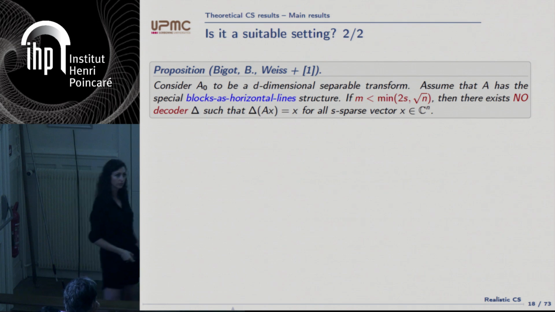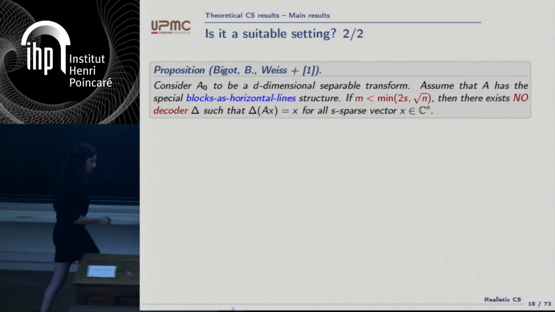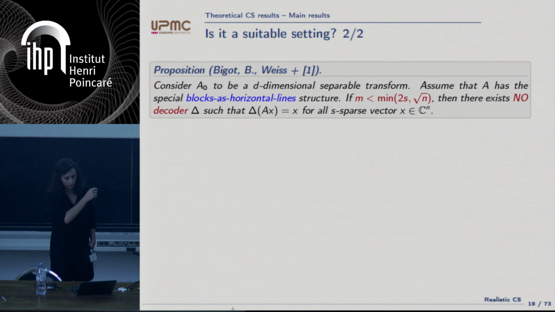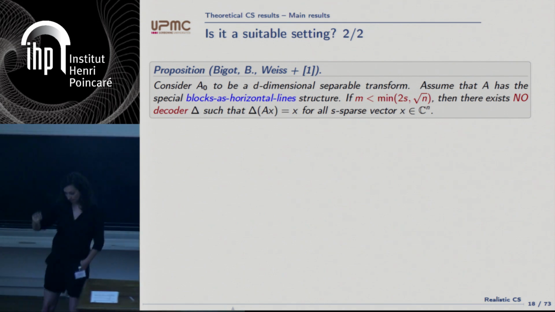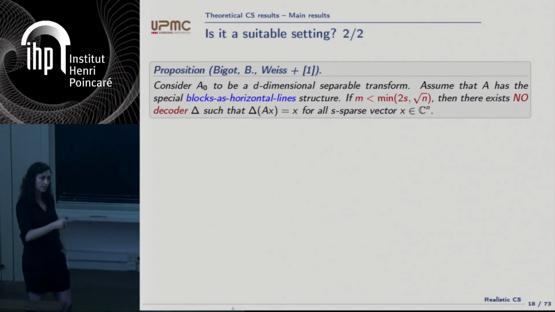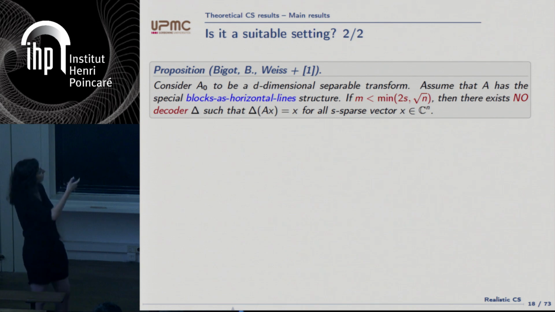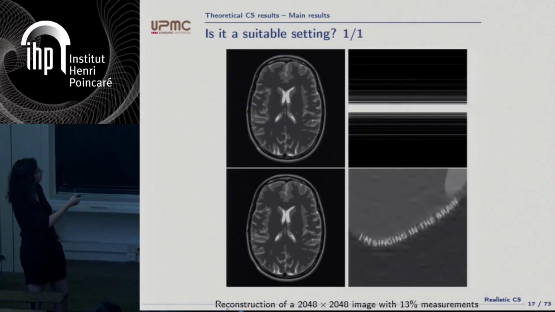Okay? So this is bad news because a necessary condition to be able to have uniform recovery is to have m, the number of blocks of measurements, so of horizontal lines, bigger than 2s. So you're asking to have 2s times the size of the block. So in the 2D case, you ask to have 2s times square root of n measurements, which is huge. Okay? And in practice, here, you don't have it. We don't have this limitation.